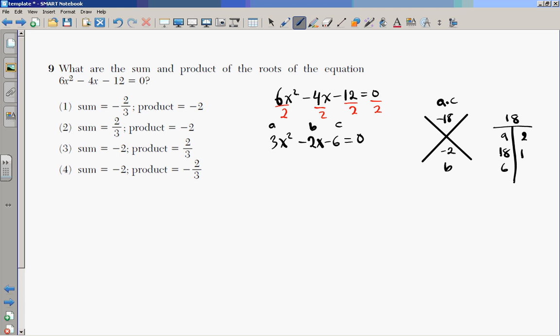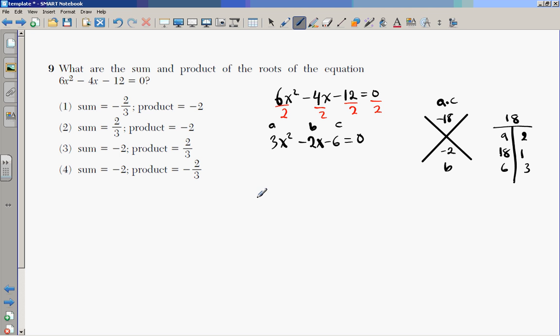6 times 3. This gives me 7 or 11. This gives me 17 or 19. This gives me 3 or 9. So none of them work. So this is a prime quadratic trinomial right here, so I can't factor it by grouping. So does that mean that there are no roots?